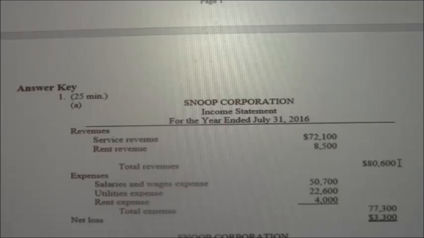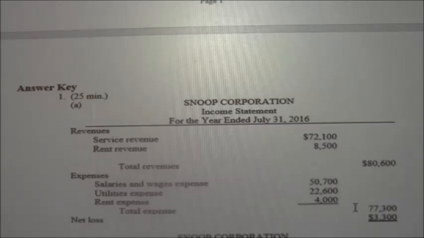And then we got the expenses that we identified. Salary and wage expense came in at $50,700. Utilities, $22,600, and then we had rent expense at $4,000. That gives us a total of $77,300 in expense.